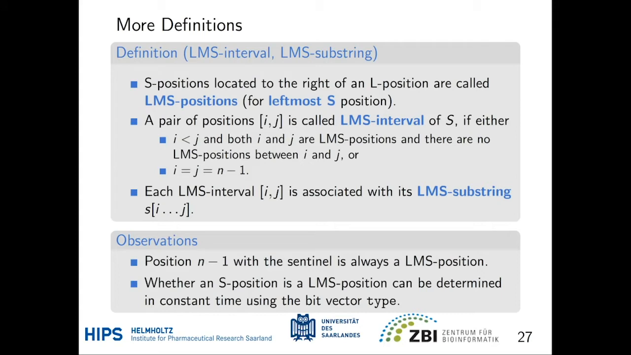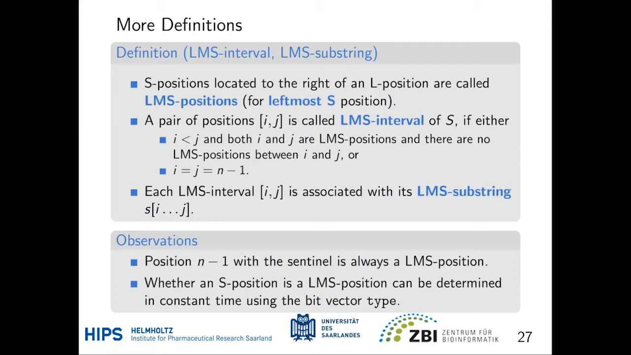Now, an S position that is located to the right of an L position is called an LMS position, for the leftmost S position. And a pair of positions i and j is called an LMS interval of the text if either i is smaller than j and both i and j are LMS positions as defined above, and there is no other LMS position between i and j, or i is equal to j and they are both equal to the last position of the text.